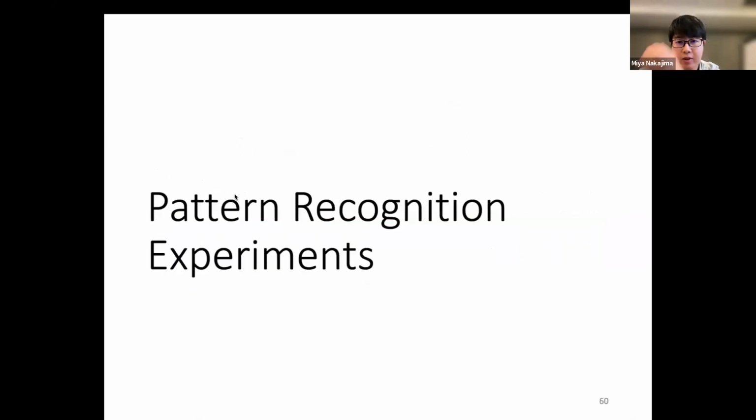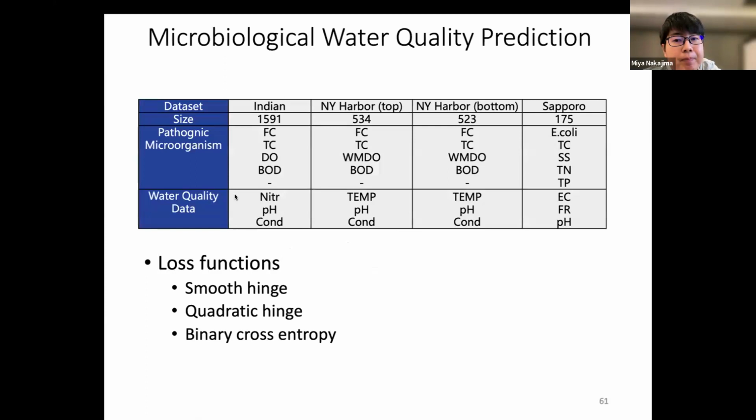So that's all I have to say about the method we used. Based on what we discussed so far, we conducted a pattern recognition experiment to confirm the effect of the sign constraint. Next, I'm going to talk about the results. We conducted a numerical experiment as follows. The datasets used were Subpolar, Indian, NY top, and NY bottom, totaling four. The loss functions multi-hinge, quadratic hinge, and binary cross entropy were used for comparison. For each loss function, the conventional learning and the sign constraint learning were performed.